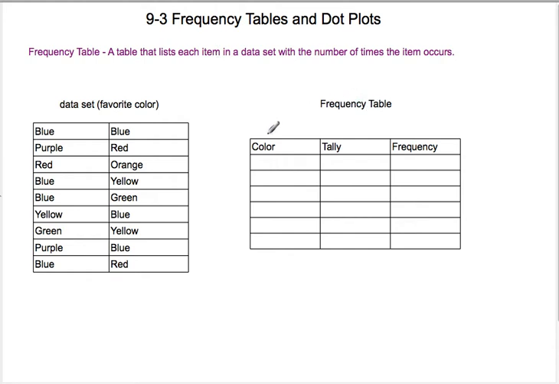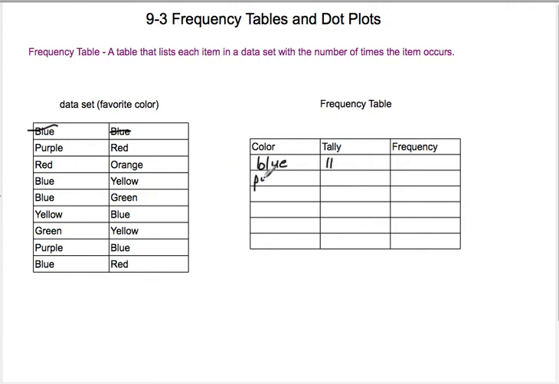So here I'm going to make a frequency table, and so I'm going to write down the color. So the first color I see is blue. So let's see, just write it down right here. So blue, I'm going to make a tally mark every time I see blue. So here's 1, 2, so I'm going to make 2 tallies.